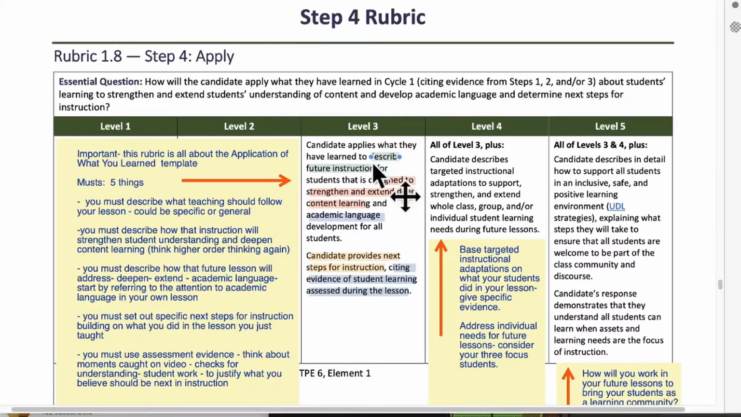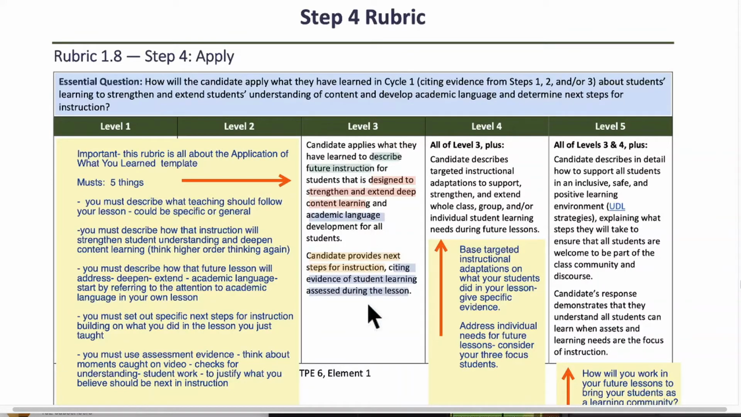Candidate applies what they have learned to describe future instruction for students that is designed to strengthen and extend deep content and academic language development for all students. So a suggestion is you need to be using these ideas in your writing. Strengthen and extend content learning and academic language development for all students. Right? So there's a lot here, and it's all about future instruction. The words that are here are guides for how you should be thinking about your presentation.